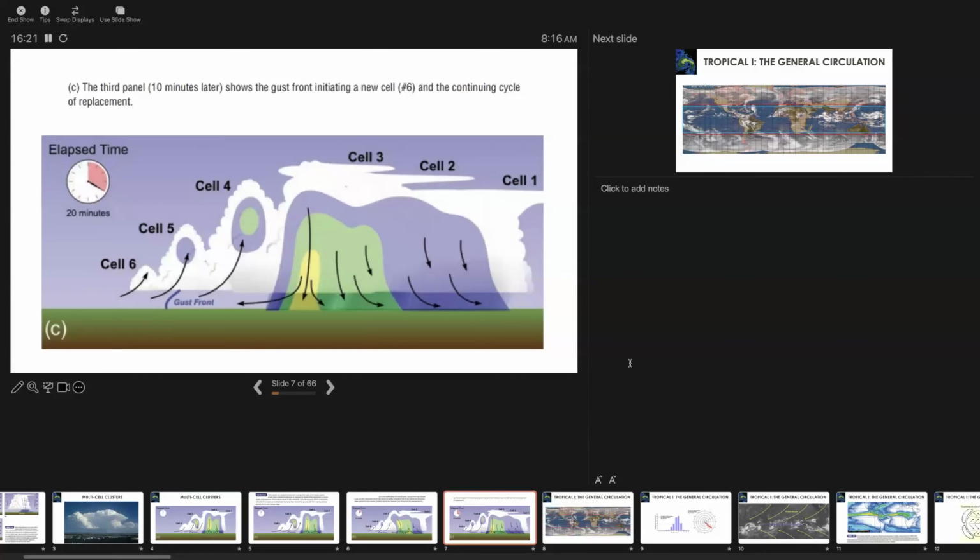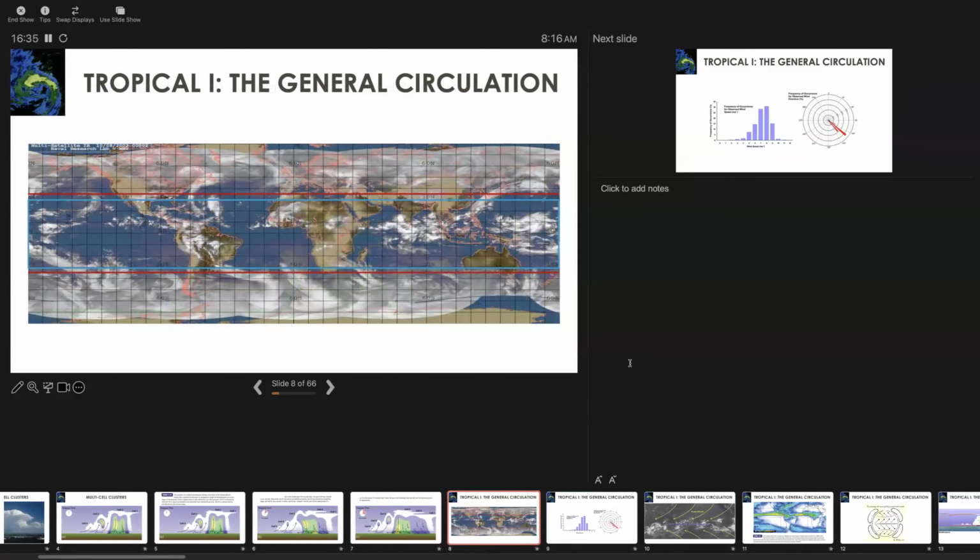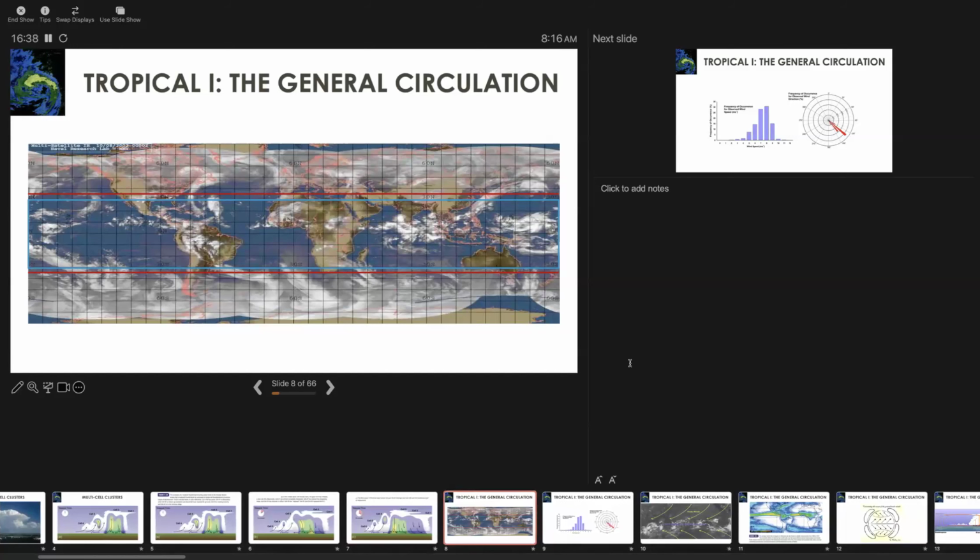So that's a simple look at thunderstorms, single cell, multi-cell, and then again, we can come back and really pick apart the conditions under which these storms develop into severe systems. All right. Let's start this big section here. Let me rub this out. Okay, so we're going to look at the tropics. And I've labeled this tropical 1, the general circulation. So let's get started with this.